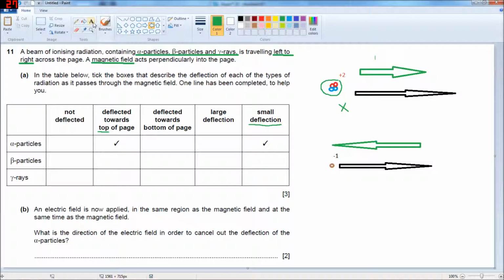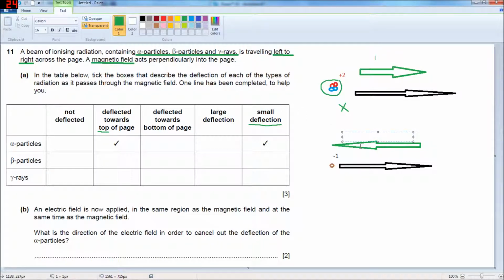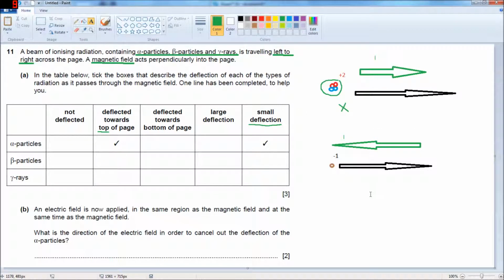So we can label that as I. There is the current flowing from right to left, because we know that conventional current flows positive to negative. So this negative particle, if it's flowing that way, that must mean the current is flowing that way. Again, our magnetic field is still into the page, so using Fleming's left-hand rule, we can say that the current is to the left, the magnetic field is into the page, and that gives us, wait for it, deflected towards the bottom of the page.